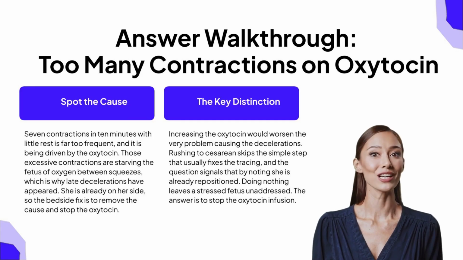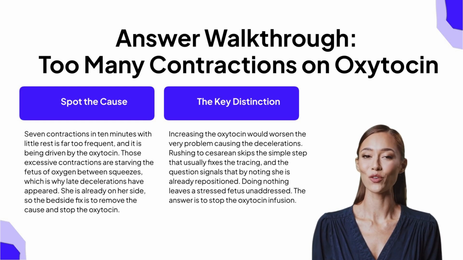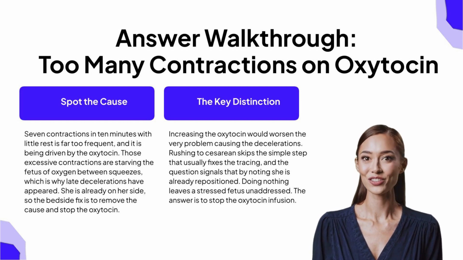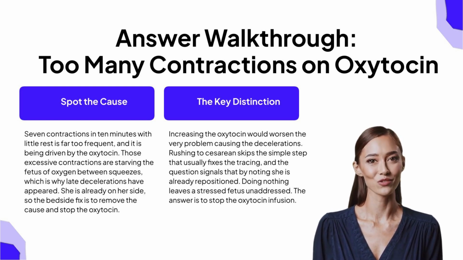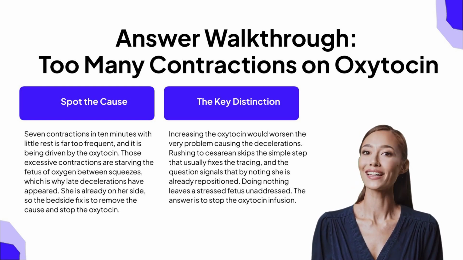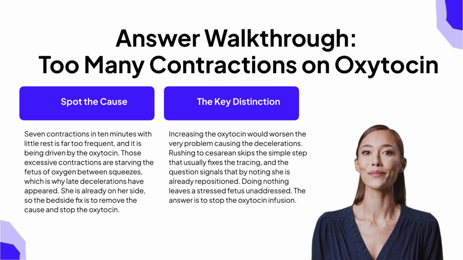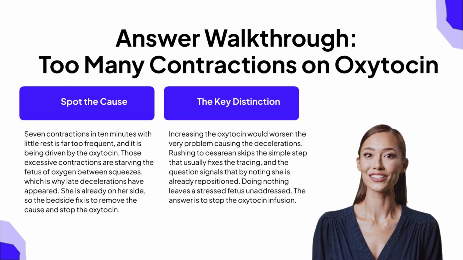Let us break down this answer. First, spot the cause. 7 contractions in 10 minutes, each lasting more than a minute with almost no rest in between, is far too frequent, and the thing driving it is the oxytocin infusion. When contractions stack up like that, the fetus cannot recover its oxygen supply between them, and that is exactly why the late decelerations have now appeared. So the cause of the problem is the drug itself.